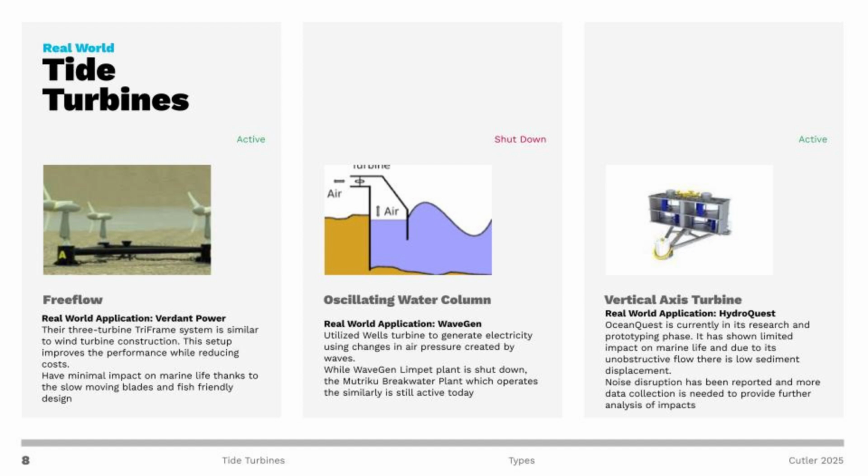We also have the WaveGen, which is an oscillating water column technology. It is a Wells turbine that generates electricity using changes in air pressure created by tidal waves. The WaveGen Limpet itself is currently shut down. However, the Mitriku breakwater plant, which operates on the same principle of the Wells turbine, is in operation today.